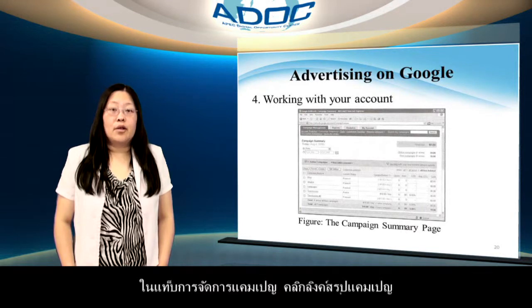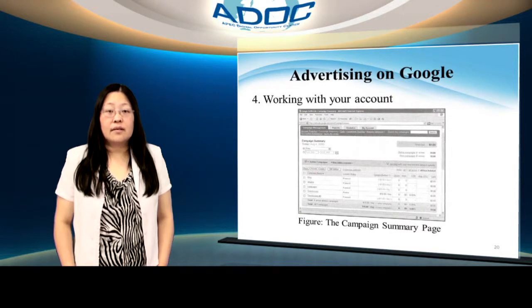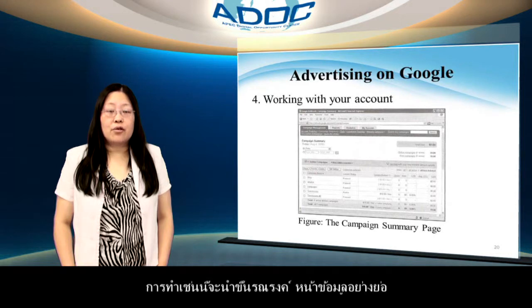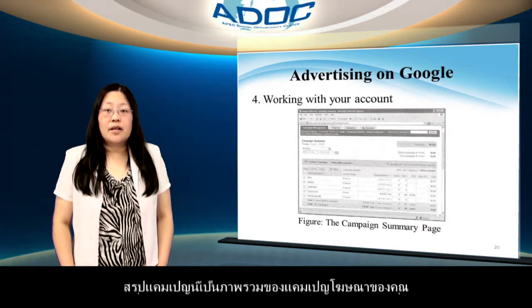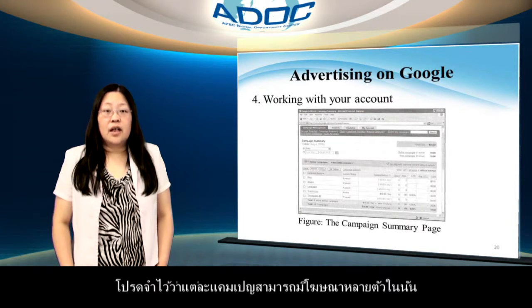In the Campaign Management tab, click the Campaign Summary link. Doing so will bring up the Campaign Summary page. You see in the figure the Campaign Summary page. The Campaign Summary is an overview of your ad campaigns. Remember, each campaign can have multiple ads in it.